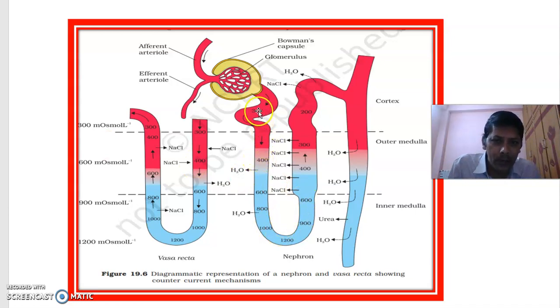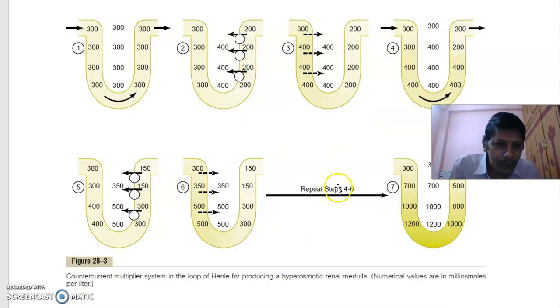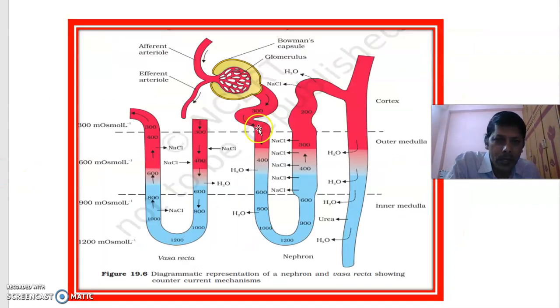Observe this one. 300. Here 200. Observe here. Here it is around 100 to 200. Next one 500, like that. This is 300, 700, 1200. In this way, medullary interstitial hyperosmolarity is achieved.